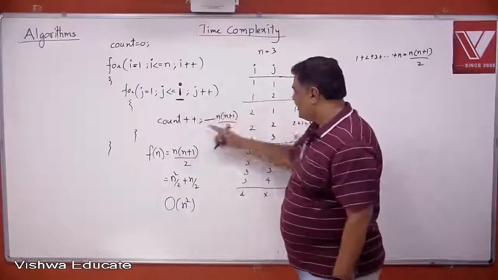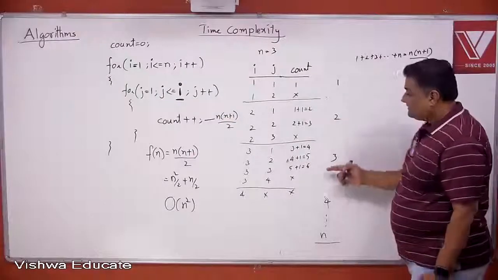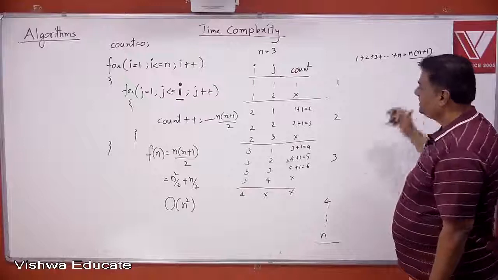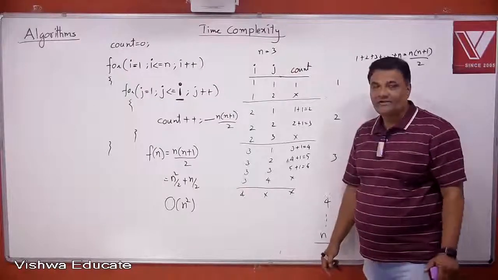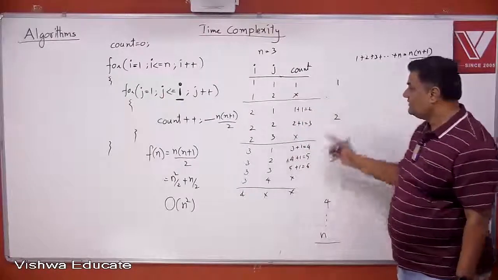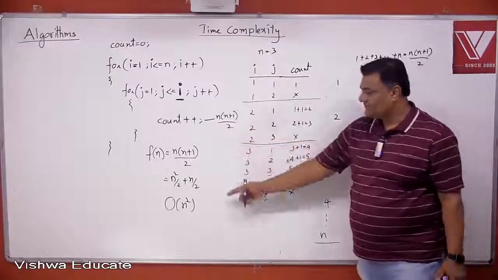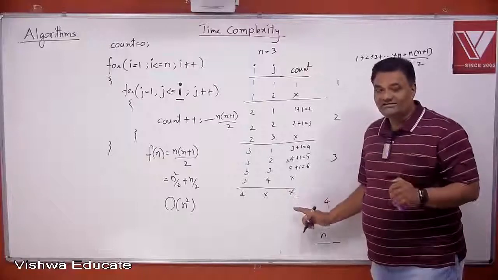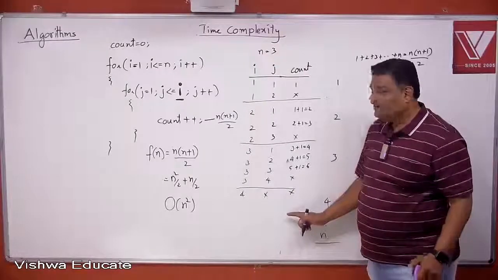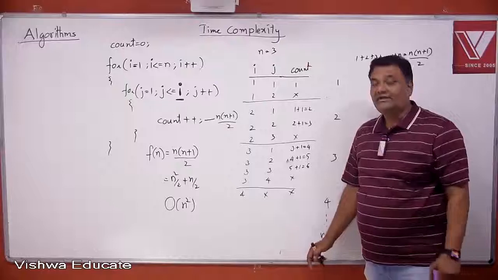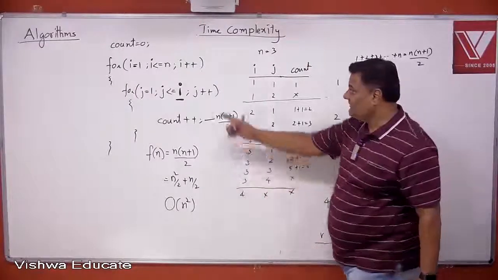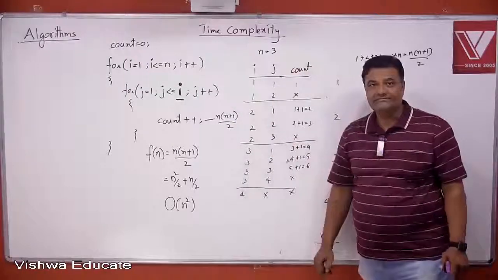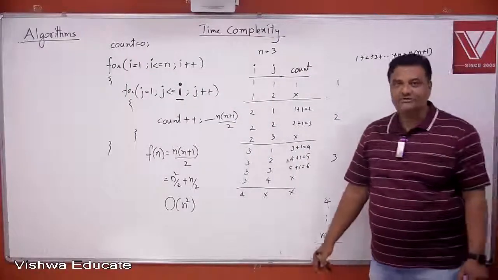So I have traced these values and formed a table for 3. Then from the observation, I got this one, n into n plus 1 by 2. Alright, so take this one. This will execute for n into n plus 1 by 2 times. Actually, we don't want count. We don't want the answer 6, or if I say 4, then it will be 10. We want the formula for any value of n, not just for n equal to 3. So try to find out the formula.